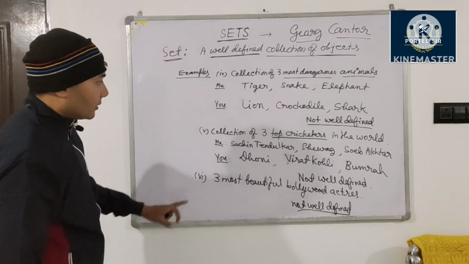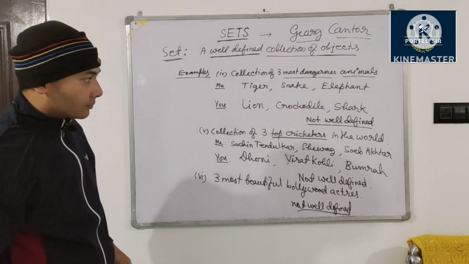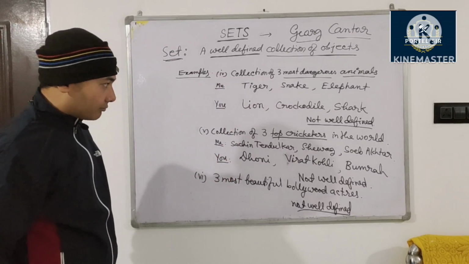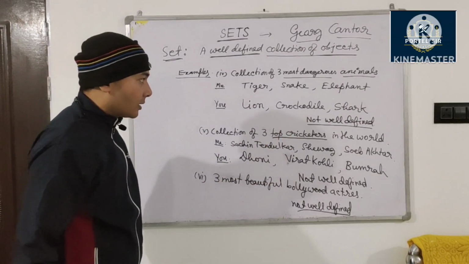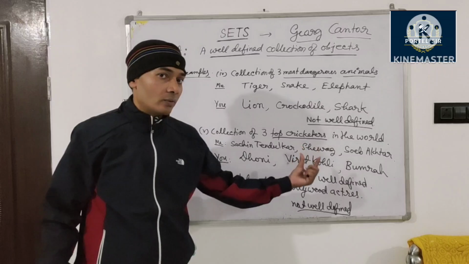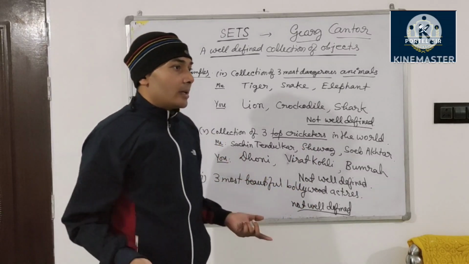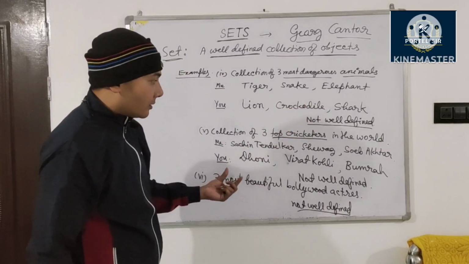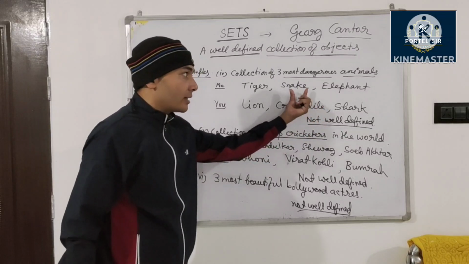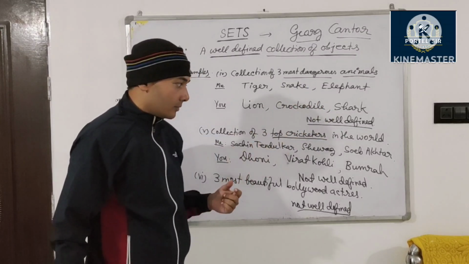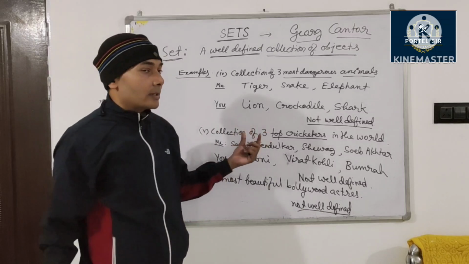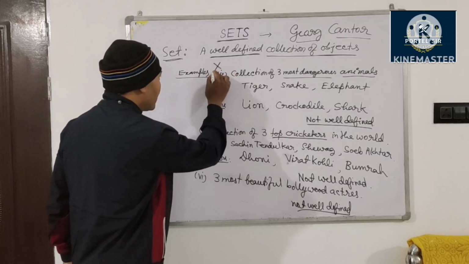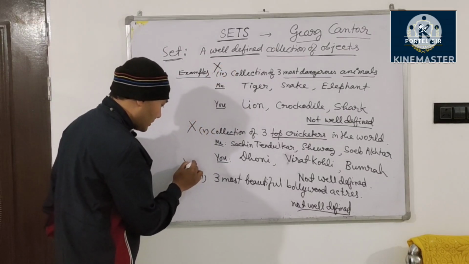Okay, so you can see all these are collections. This is also a collection, this is also a collection, but these collections are not well defined. Why not well defined? Because my collection may not be the same as another collection. Another person may object, other persons do not agree with my collection, their collections are different. So this type of collection is called not well defined. So these collections are not sets. Remember, these collections are not sets.